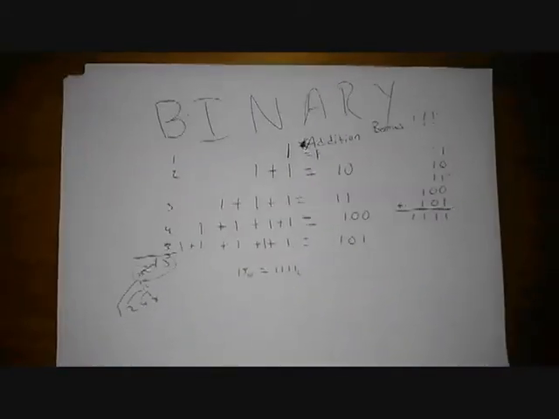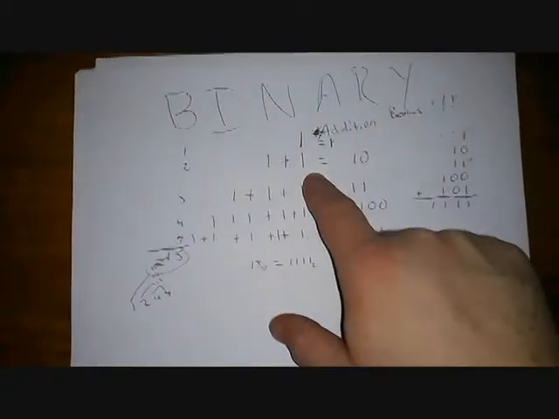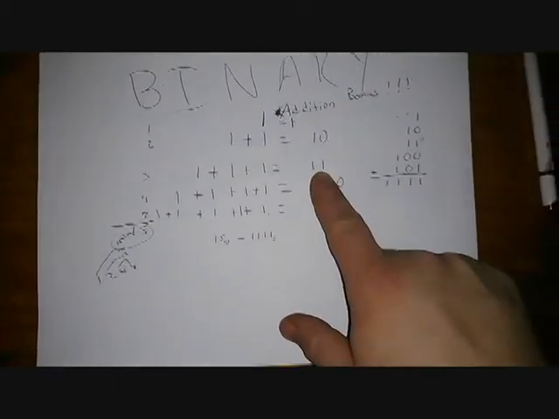Binary addition. 1 plus 1 equals 10. And that's basically all you need to know for binary addition. 1 plus 1 equals 10, right? So plus 1 would equal 11. Now, 11 plus 10 plus 1 would be 100.